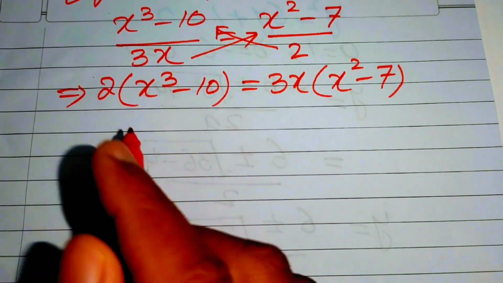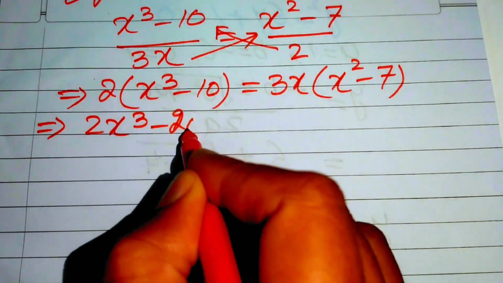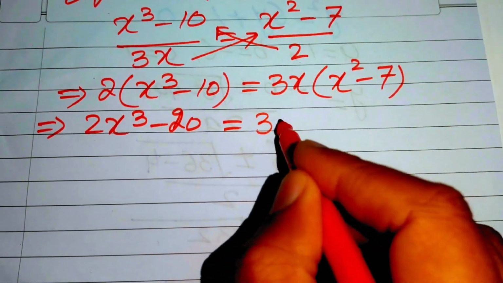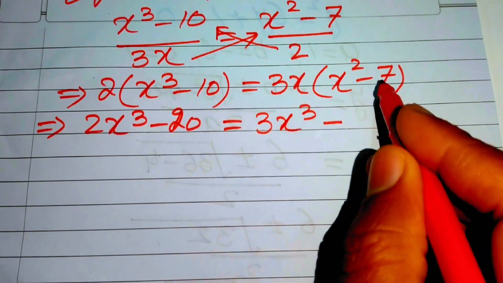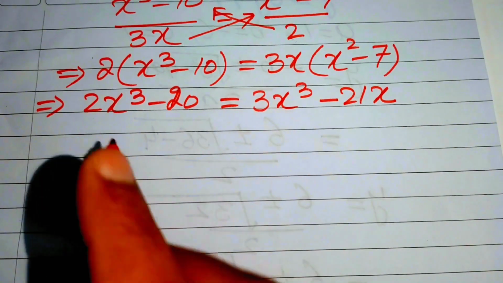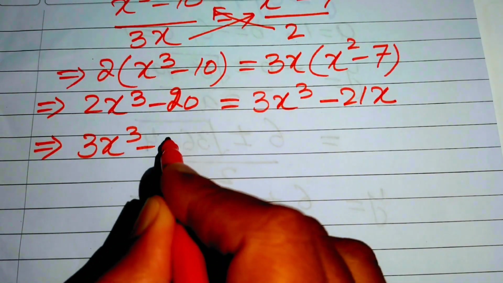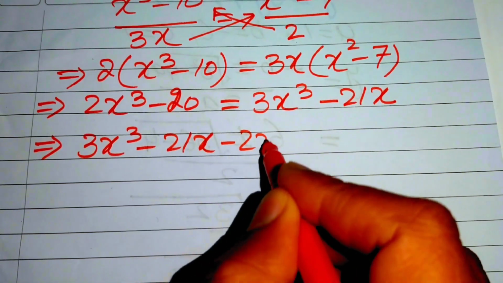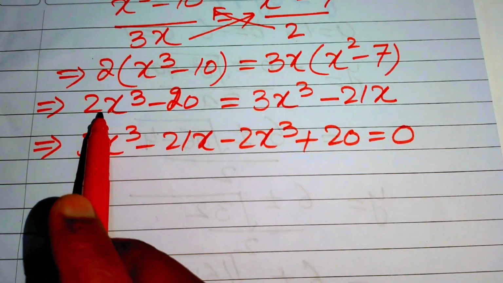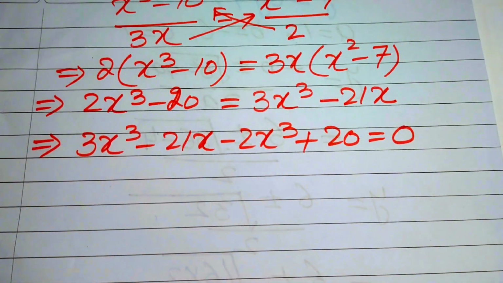And now we multiply this 2 on both of the terms, and you get here 2x³ − 20, because 2 tens are 20, equals, we multiply this 3x on x² and you get 3x³ minus 3 times 7 becomes 21x. And now we move all the terms from the left hand side to the right hand side, and you get 3x³ − 21x − 2x³ + 20 equals 0, because this is positive becomes negative and this negative becomes positive in the right hand side.